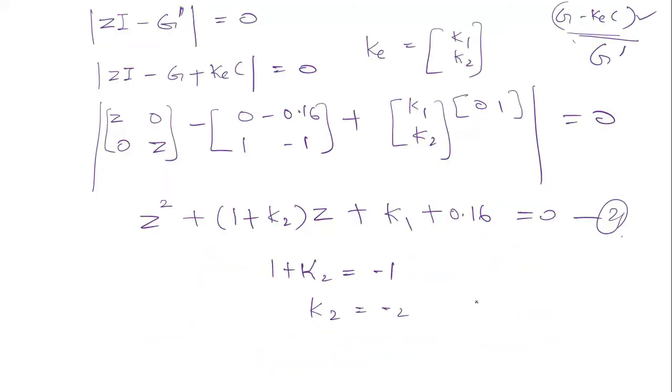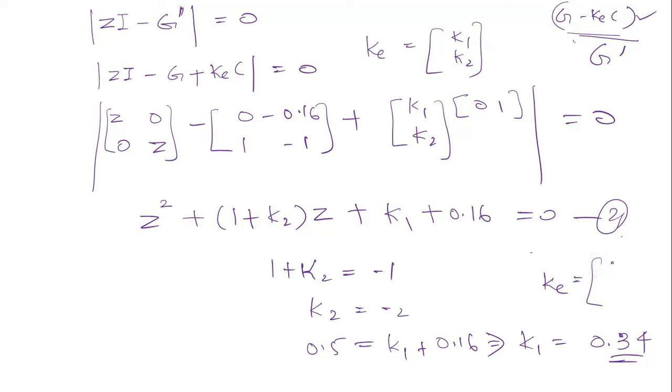This is how you find the observer matrix. When you are asked to design an observer, we are just finding the KE matrix. K1 comes out to 0.34 and K2 is minus 2, so this is our answer. This is the design.